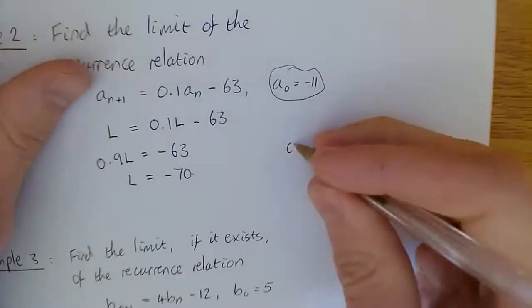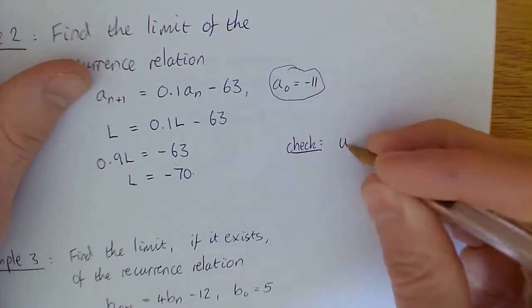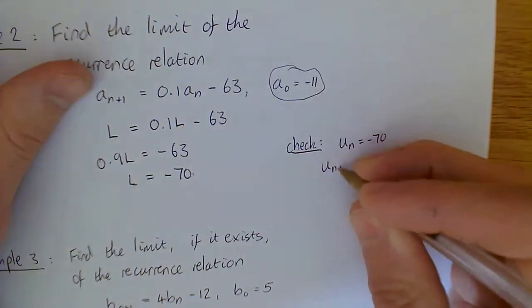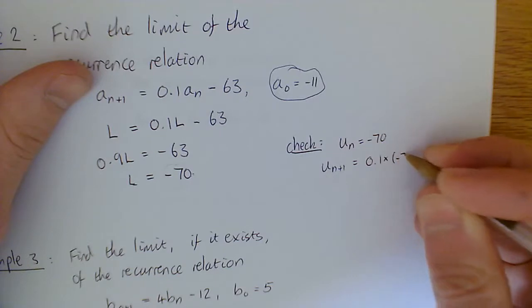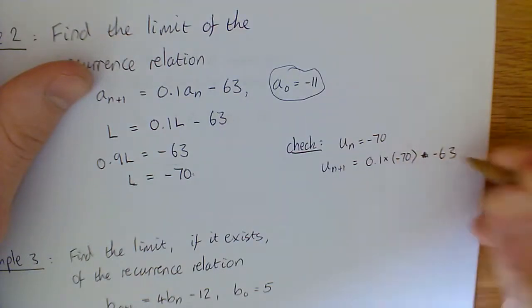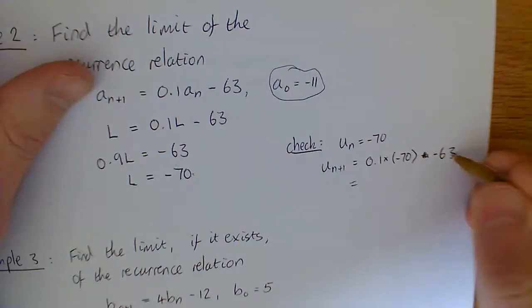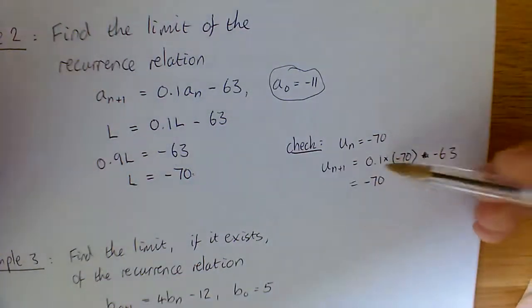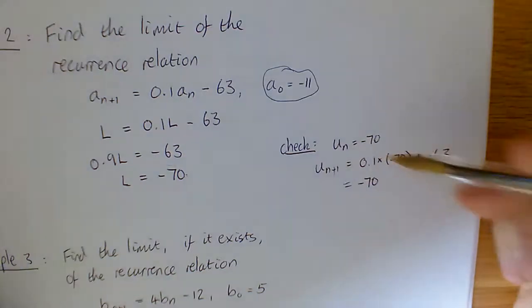The other thing I would point out, there is a little check you can do at the end here. If un equals -70, then un plus 1 equals 0.1 times -70, sorry, not plus, -63. Check that. 0.1 times -70 is -7. Take away 63 is -70. So it does what we wanted it to do. The next term is the same as the previous one when we put -70 in.